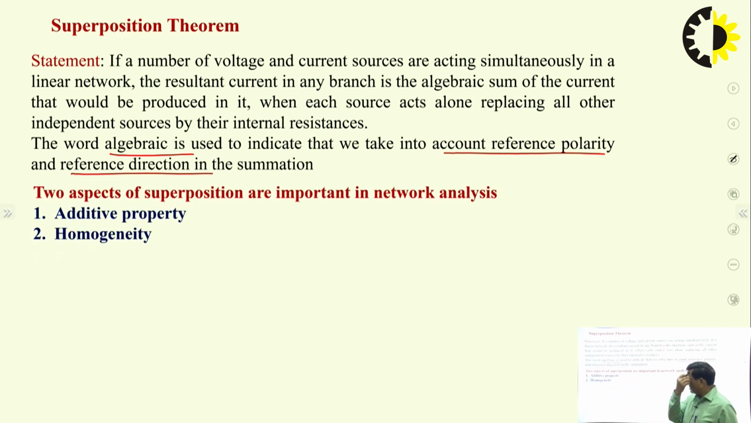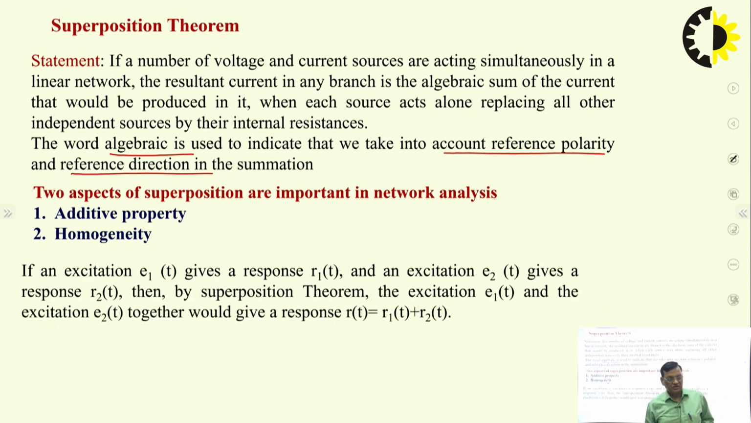There are two aspects of superposition. The first is the additive property, and the second is the homogeneity property. What do we mean by the additive property? Suppose an excitation E1 gives a response R1(t) and an excitation E2 gives a response R2(t). Then by the superposition theorem, the excitations E1 and E2 together would give a response R1 plus R2. This must be satisfied to check the linearity of the circuit.